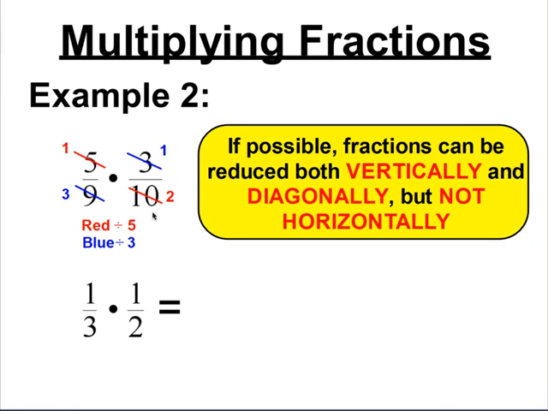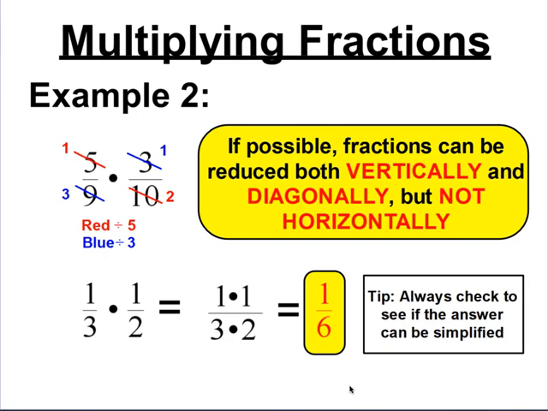So again, what I did is I divided my two numbers here by the same number. I did 10 divided by 5 and 5 divided by 5. They're both in red. 9 divided by 3 and 3 divided by 3, both in blue, to get new numbers. Okay? Now, if I multiply, I'm multiplying 1 times 1 and 3 times 2. And if I multiply those two sets of numbers together, I get my answer of 1/6. Again, you want to check to see if you can simplify your final answer.